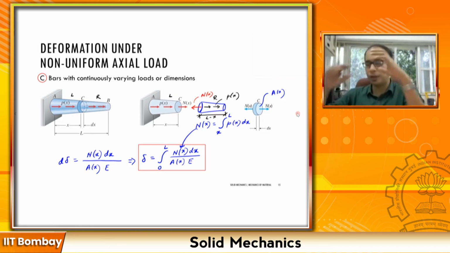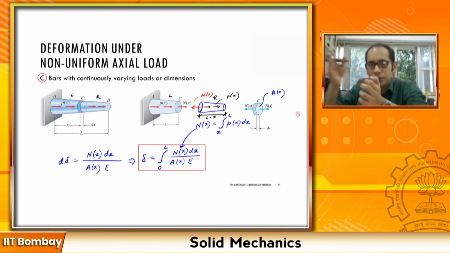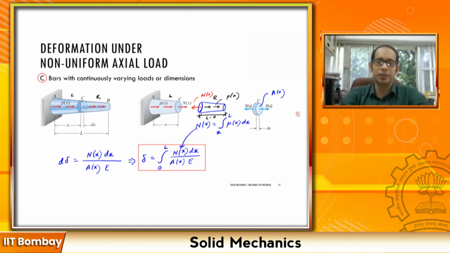So now that we have understood the three different cases, the first one with the uniform cross section, the second one the non-uniform cross section but discrete, and this last one, C, with a continuous gradation of cross section, we have understood how we are going to calculate the deformation under these non-uniform axial loads. Next we are going to look at a very simple example just to understand how to calculate these individual deformations.